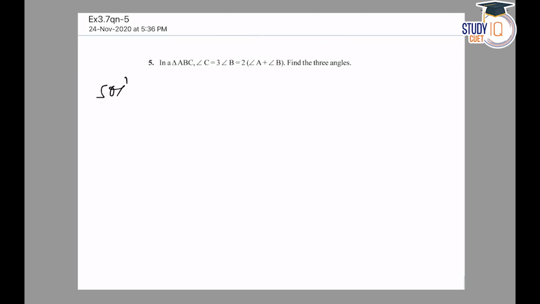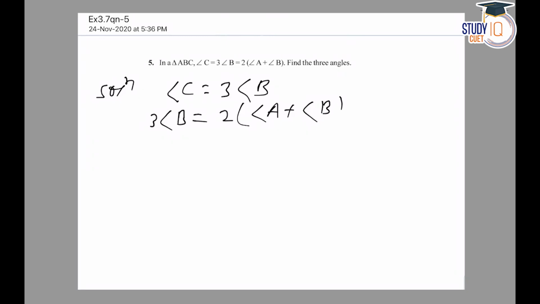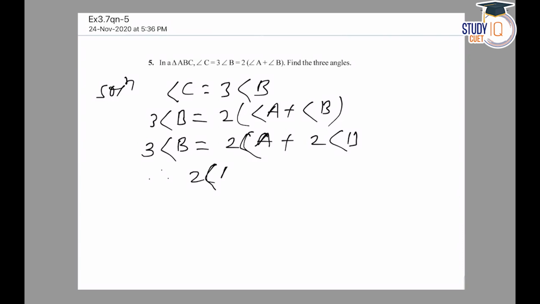So it is given that angle C equals 3 times angle B, and 3 times angle B equals twice the sum of angle A and angle B, that is, 3 times angle B equals twice angle A plus twice angle B. Hence twice angle A equals angle B, that is, angle A is half of angle B.